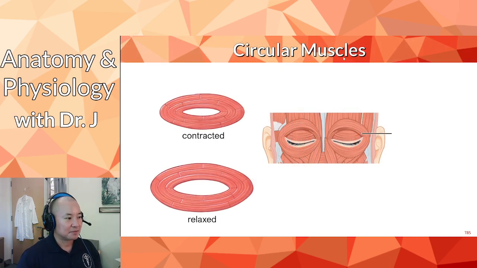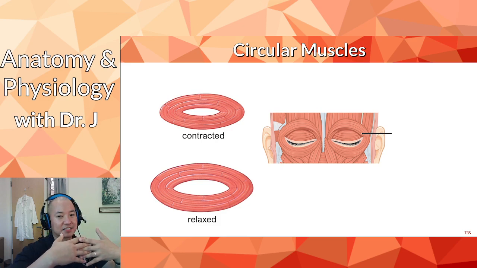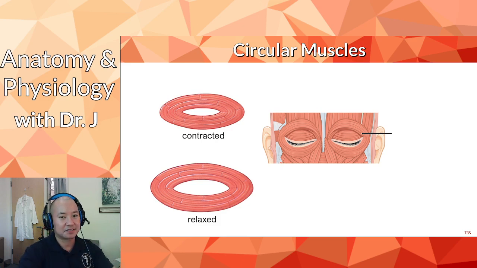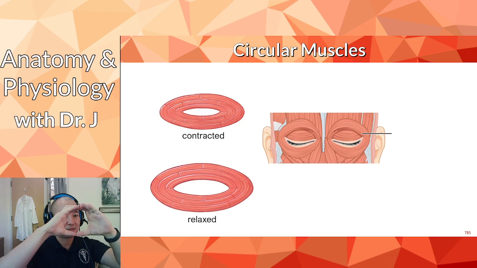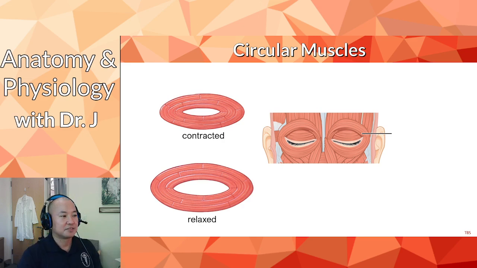Now, circular muscles are the easiest because they're circular. And remember that when a muscle cell contracts, what happens? Well, those myofibers and myofibrils are going to contract and shorten. So when you shorten a circular muscle, think of it this way: you start off with a circle like this, but what happens when you make the diameter smaller? It starts to contract like this. So circular muscles, when you contract them, become smaller in their overall diameter, as you can see here. When they relax, they open up and become bigger.